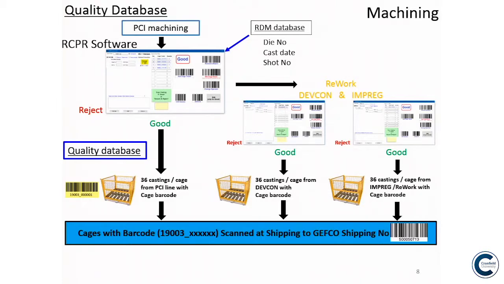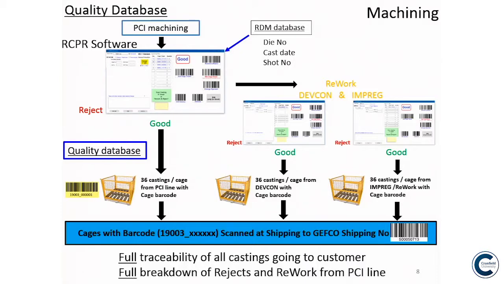Whenever we send that to the customer, before the castings leave the plant, they're scanned against a shipping number. So we know when the castings actually leave the plant. So we can look at the system and see what's in the plant and what's actually left. So if there is a resort, we can easily identify where the problem parts are in the process. So from this then, we have full traceability of all castings going to the customer.